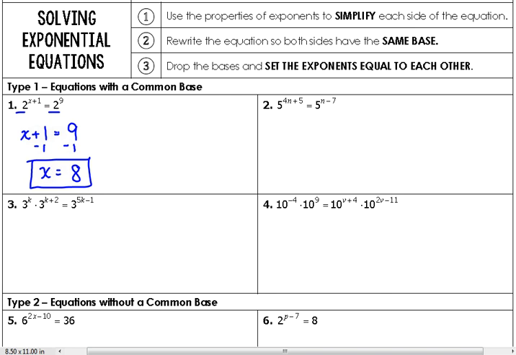Okay, number 2, we have the exact same base on both sides, so we can just set the exponents equal to each other. 4n plus 5 equal to n minus 7. In this case, we've got the variable on both sides, so we want it on one side. I'm going to subtract n from both sides. We've got 3n.